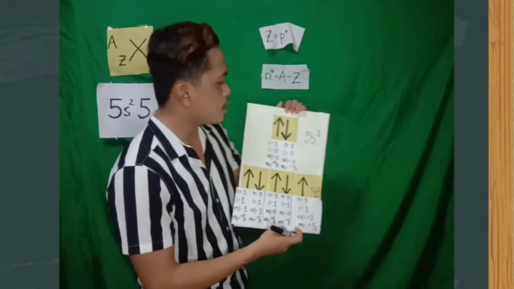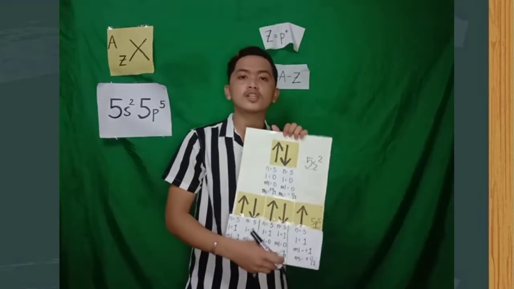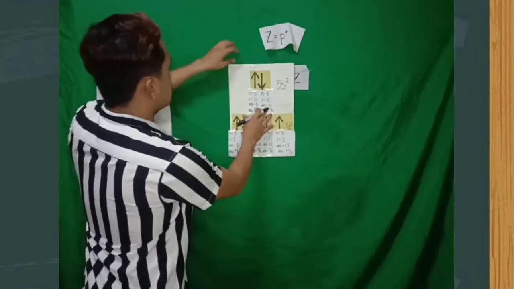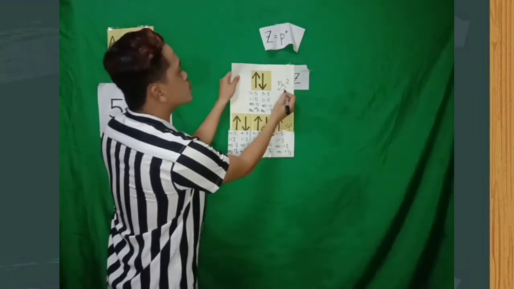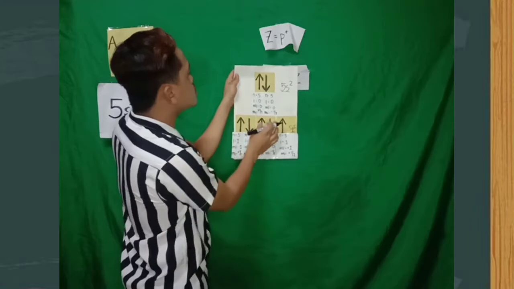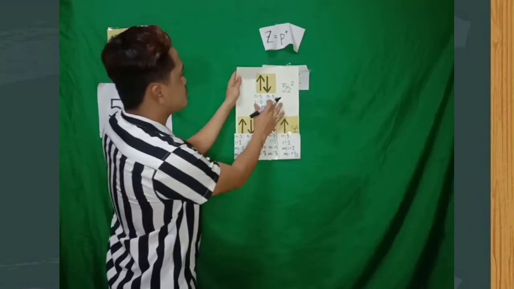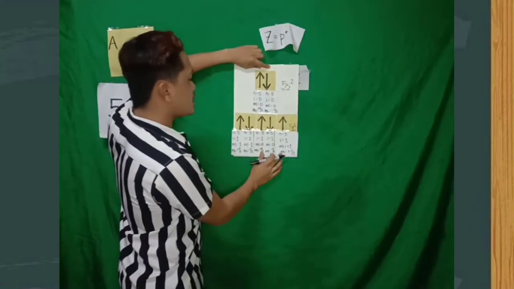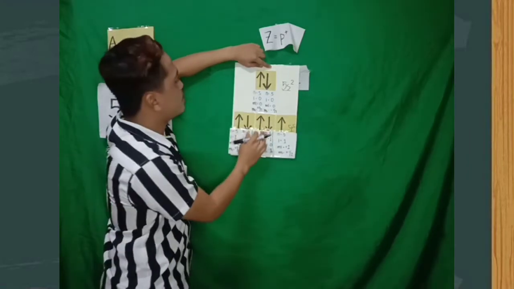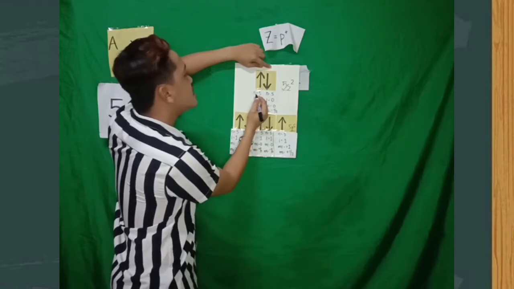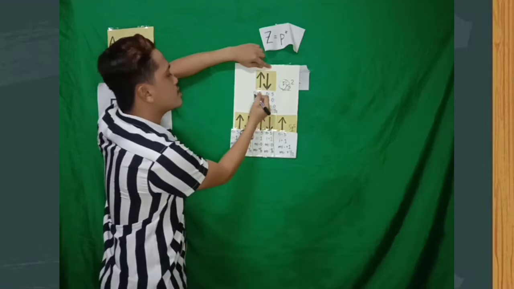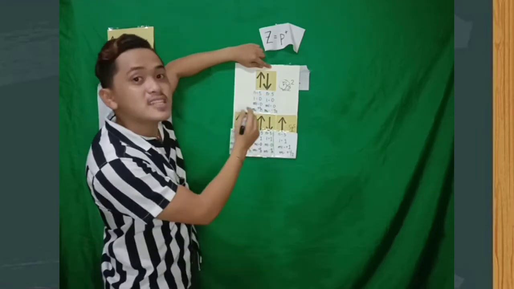Okay, let's now proceed to the quantum numbers associated with each valence electron. I have here the sample: 5s2 and 5p5. Looking at the orbital diagram, para hindi tayo mahirapan mag-locate ng quantum numbers. So the n is 5 because the highest n is 5. That is why the n is 5.